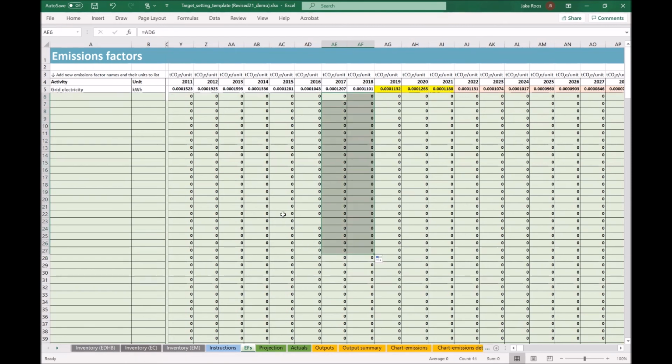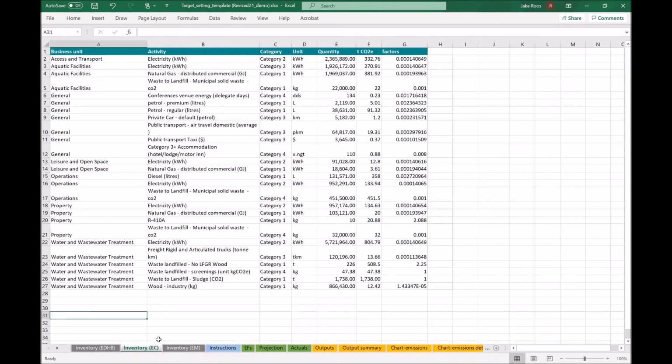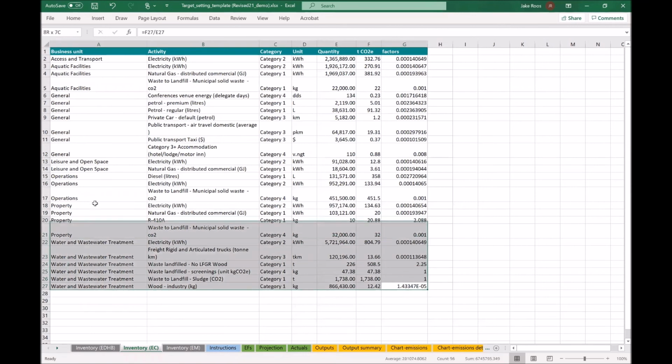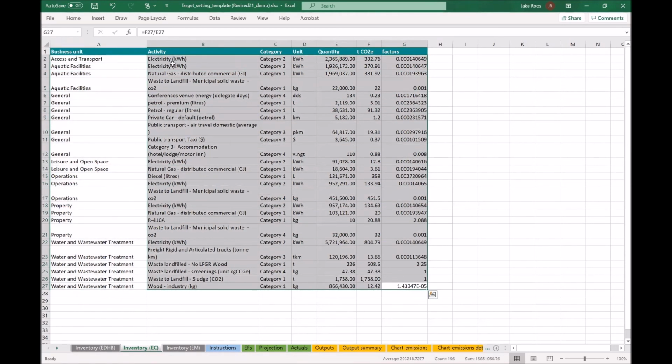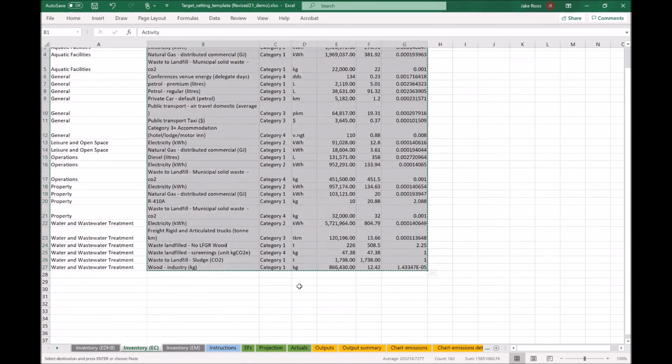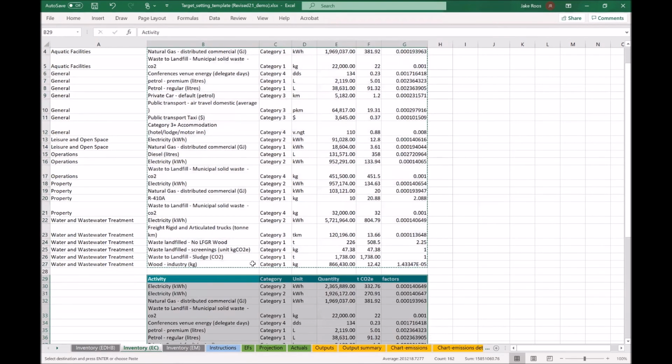Just makes it tidier and simpler to update if we're not updating emissions factors in more than one place. So how do we do that? Well, it's a simple deduplication exercise. So let's just copy this entire slab of data here, and we'll just paste it down here.